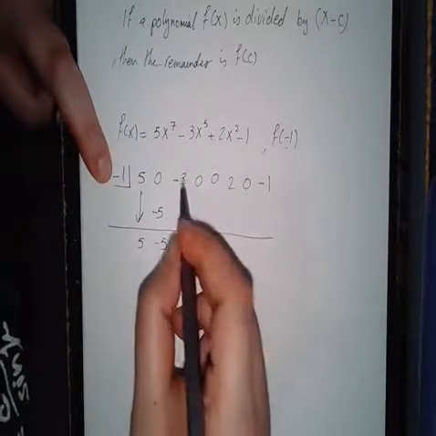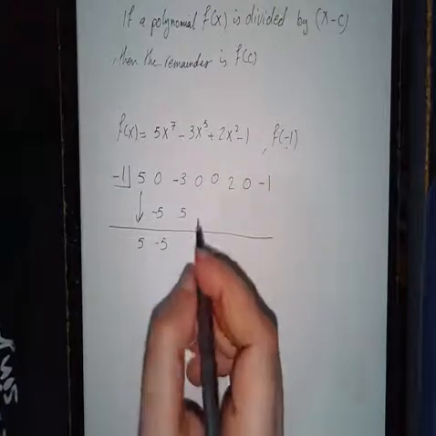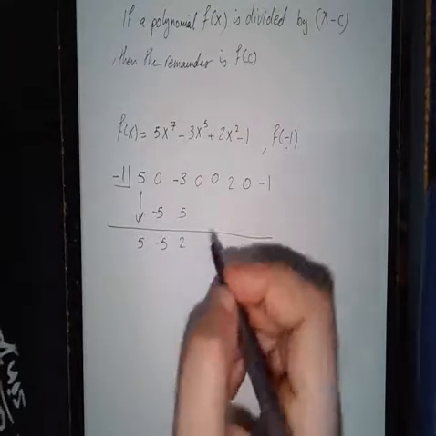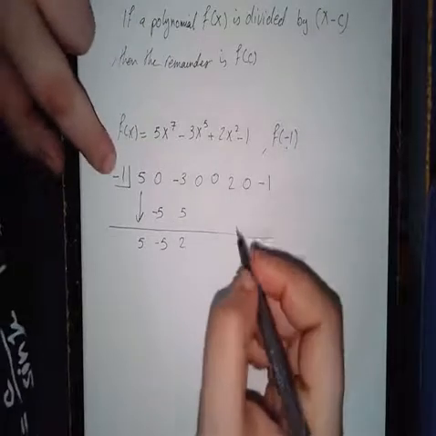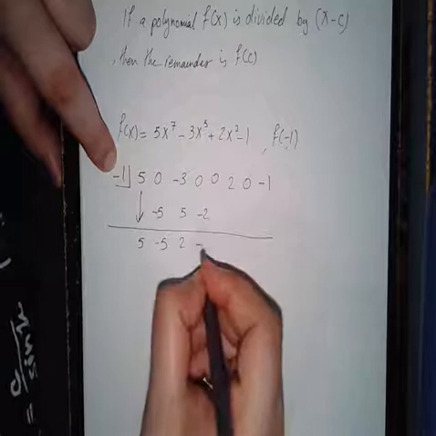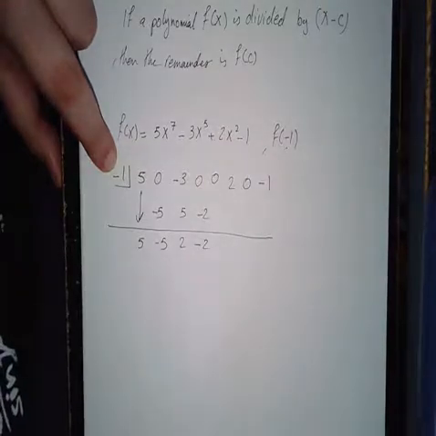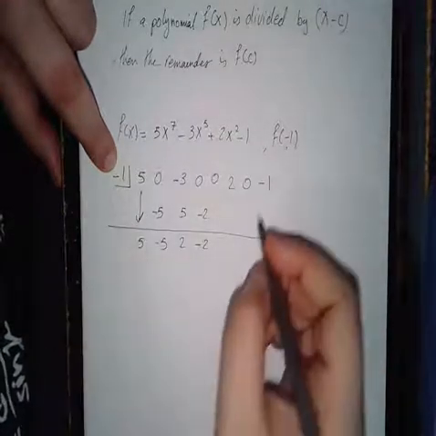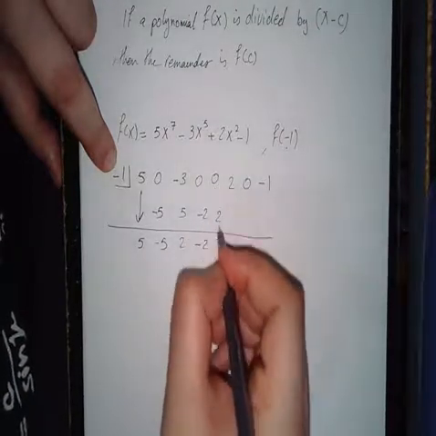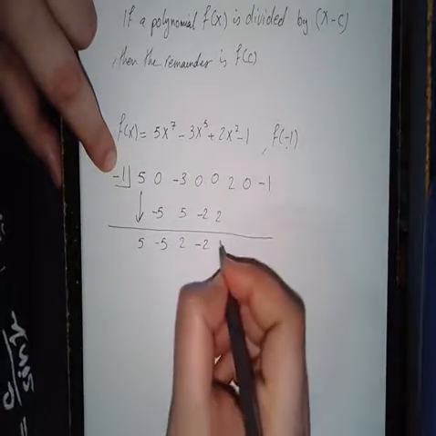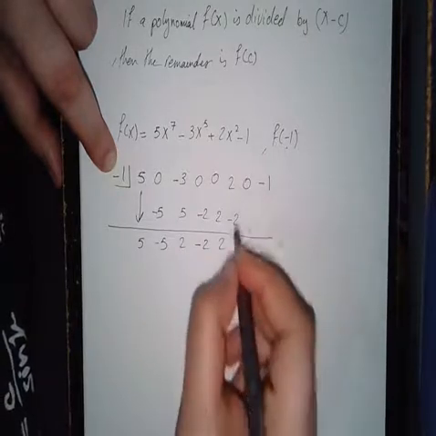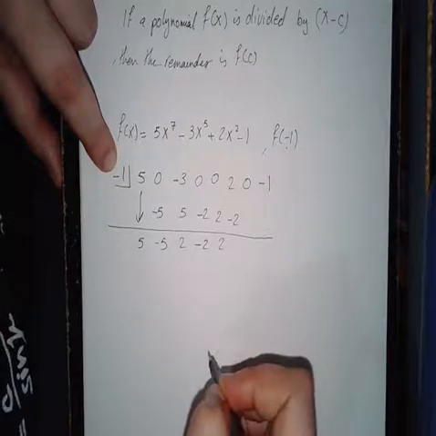So -3 plus +5 is going to be a +2, right? Now 2 times -1 is going to be a -2. The addition between 0 and that -2 is going to give you a -2. -2 times the -1 is going to be a +2. 0 plus 2 is still 2. Again, 2 times -1 is going to be a -2. The subtraction between these two gives you what?